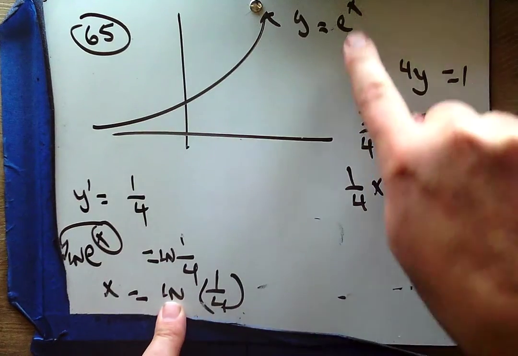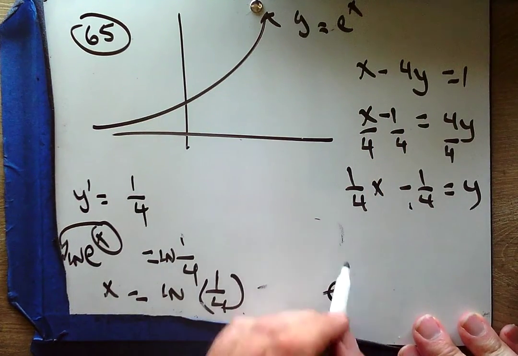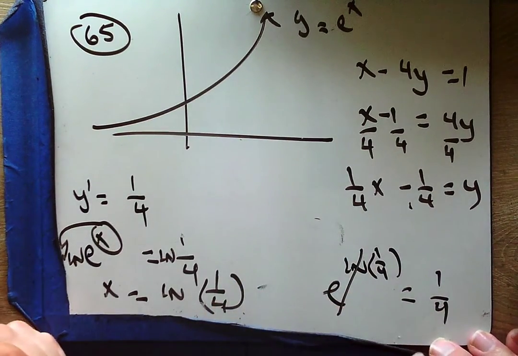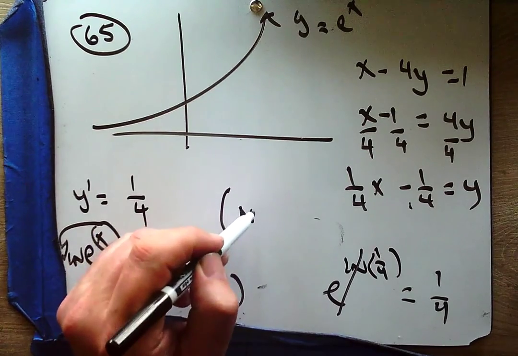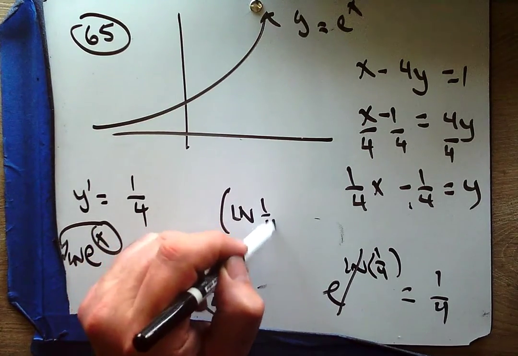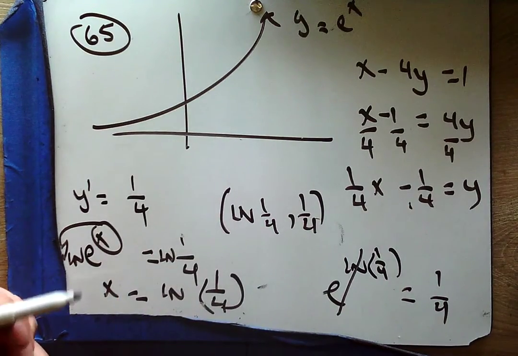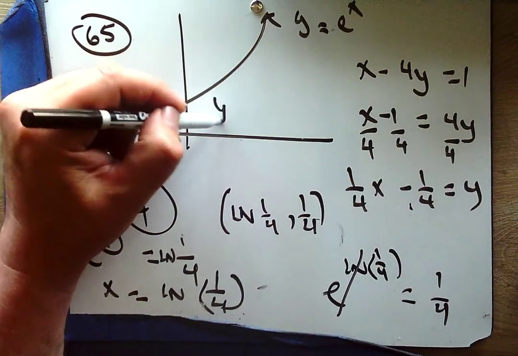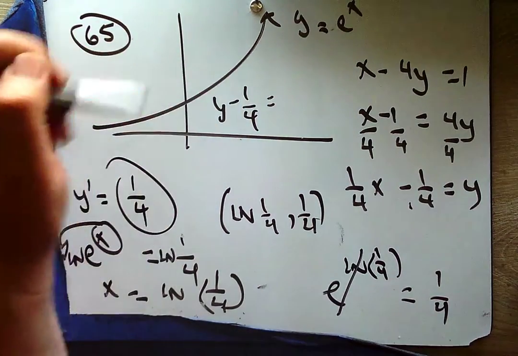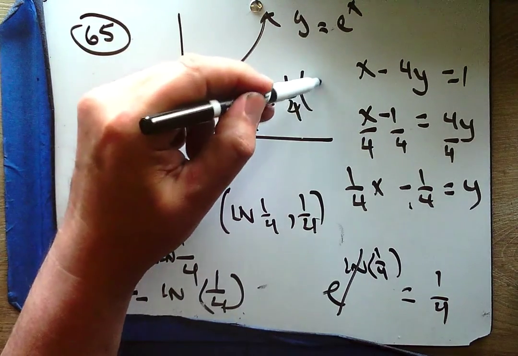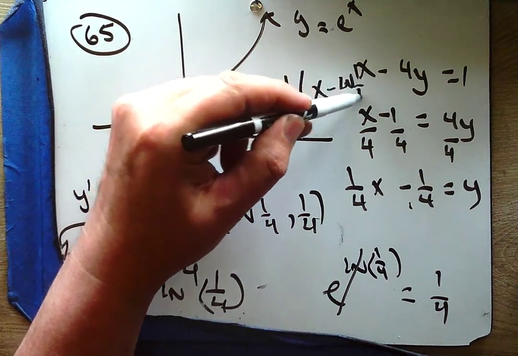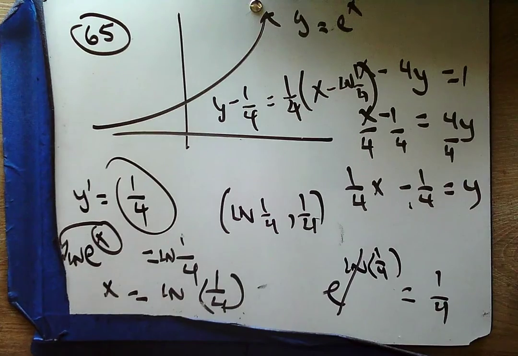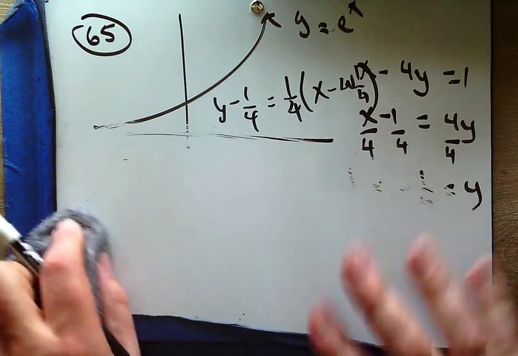Because when I take this x and I plug it into that function, e to the ln of 1/4, these are going to cancel and give me 1/4. So my ordered pair then is ln of 1/4, comma 1/4. And my slope is 1/4. Okay, so y minus 1/4 equals slope 1/4 times x minus ln of 1/4. And you might want to tidy that up. But no, the point is we can just walk away here.